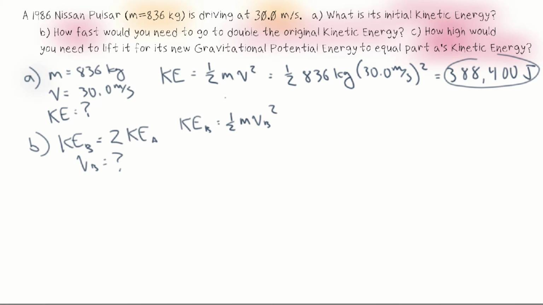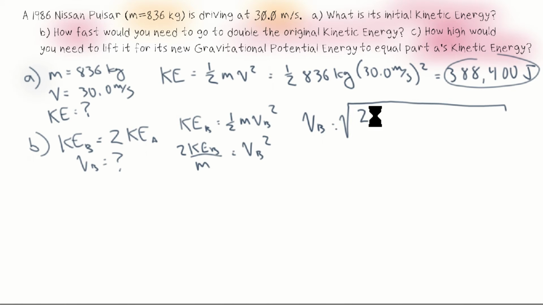Now when we solve it for V, we take the 1/2, we move it over, divide both sides by M. So we're going to see 2KE divided by M equals VB squared. And a big pitfall here is kids would forget to then take that square root. So you need to make sure that your final answer is VB equals the square root of 2 times KEB.